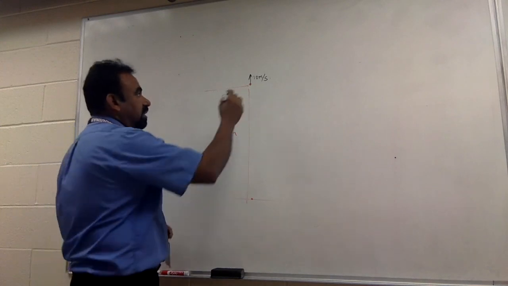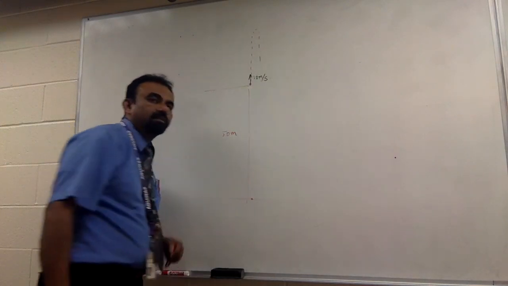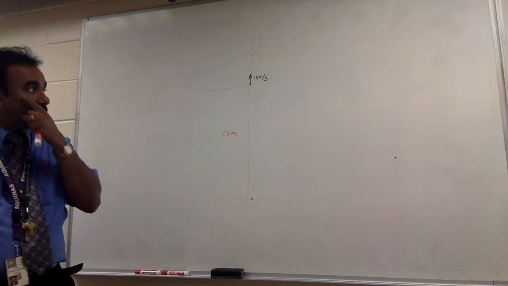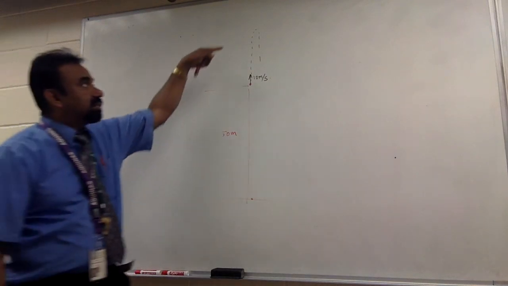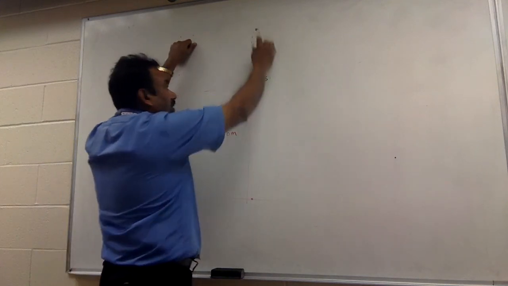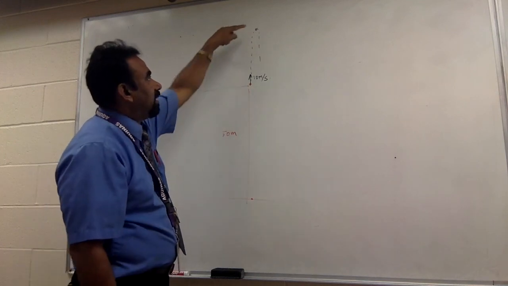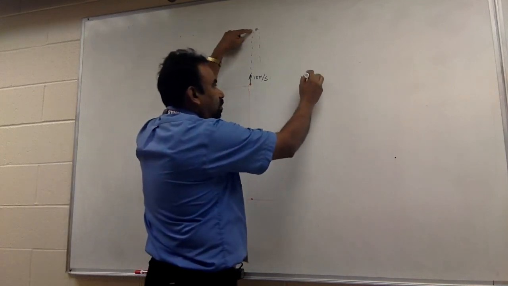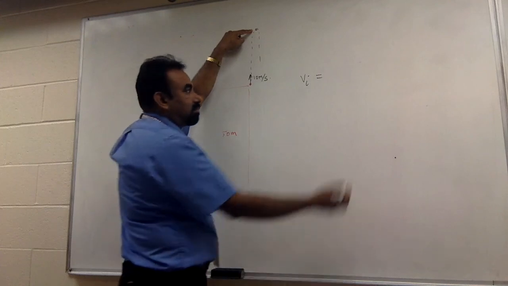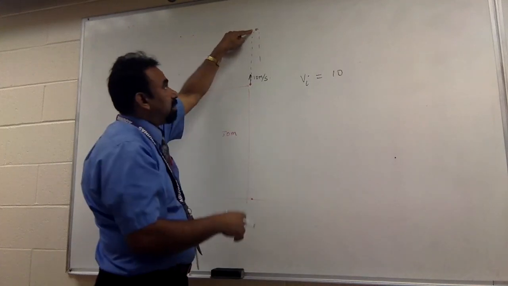Okay, so the question is asking you, how high did it go? It went like that. The question is asking you to find out how high it went. So you basically need to know that point, right? So between here and here, let's list the quantities. What is Vi? Positive 10, positive because it's up.